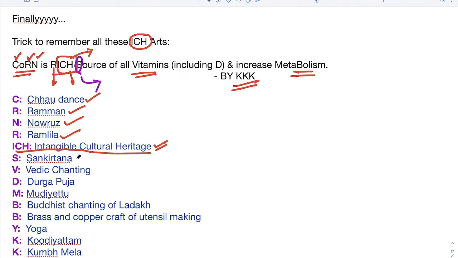represents Sankirtana of Manipur, and source of all vitamins V, capital V, represents Vedic chanting of Ladakh, and including D vitamin, including D means Durga Puja of Kolkata, and increases the metabolism, M capital, B capital, metabolism M, Mudiyettu of Kerala, B Buddhist chanting of Ladakh, and by triple K, all are capital. B means brass and copper craft of utensil making in Punjab region, and Y means yoga, and triple K, Kutiyattam, Kumbh Mela, Kalbelia. Kutiyattam, Kumbh Mela, Kalbelia.